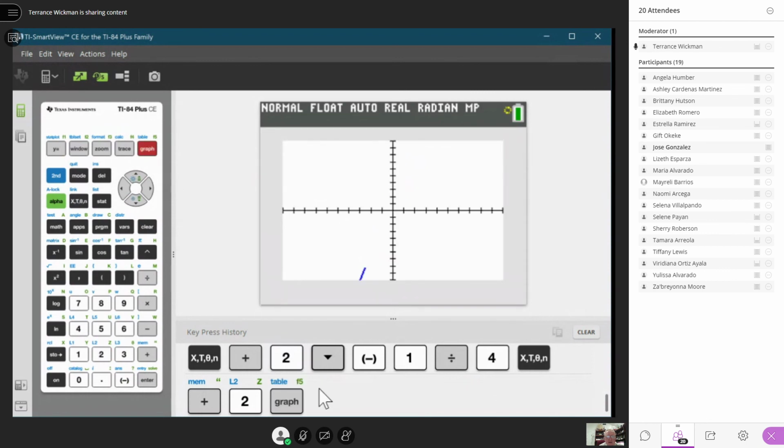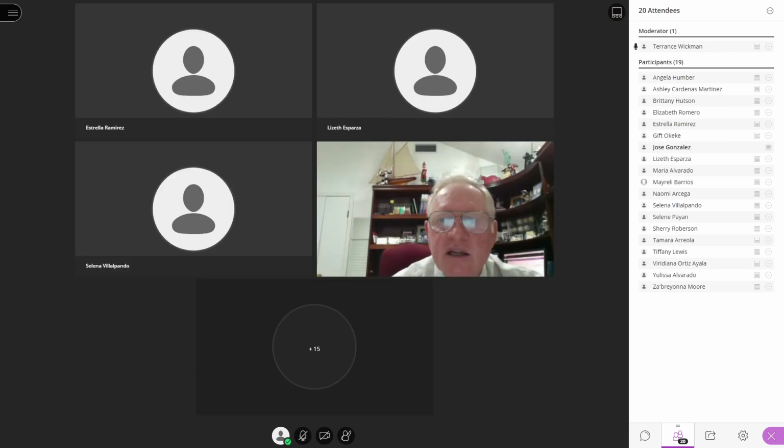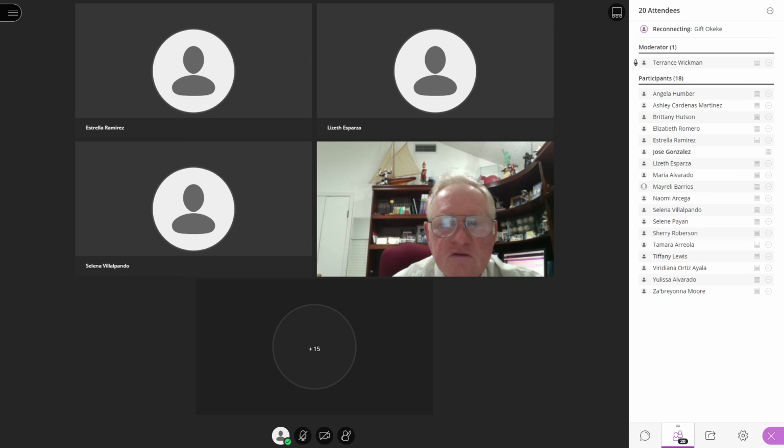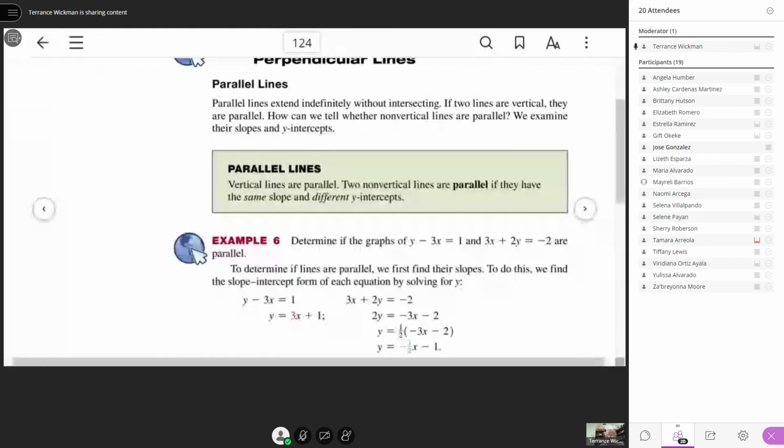Here comes one line. Boom. The other one. There it is. Perpendicular. It's supposed to be 90 degrees. It's a little bit off, but it's supposed to be. Here it is. Alrighty. So we covered the parallel and perpendicular lines.